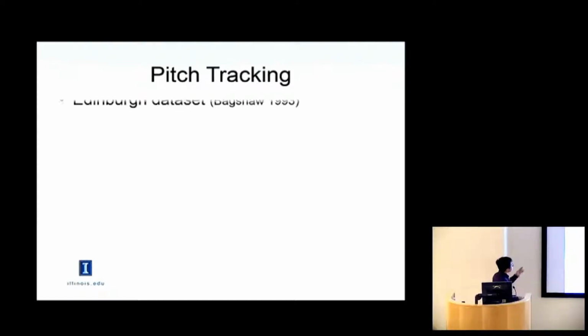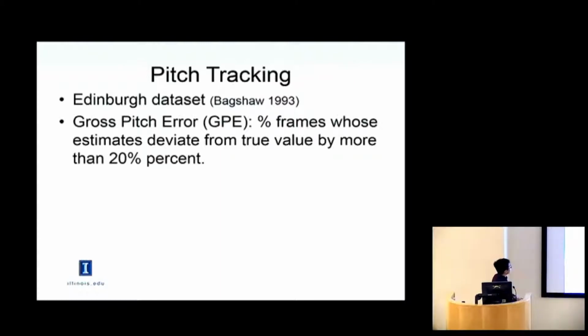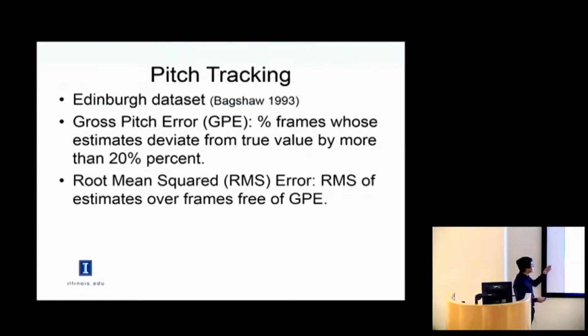We do our experiment on the Edinburgh data set, which comes with a very comprehensive label of glottal movement. We evaluate our system using the gross pitch error, the percentage of frames whose estimates deviate from the true value by more than 20%, and the root mean squared error of those estimates over the frames that are free of GPE. Then we compare our approach to one of the pitch tracking benchmarks, get F0.